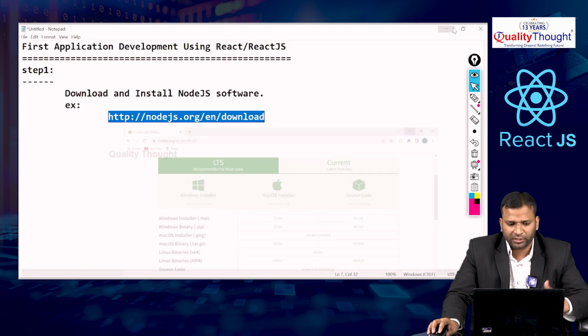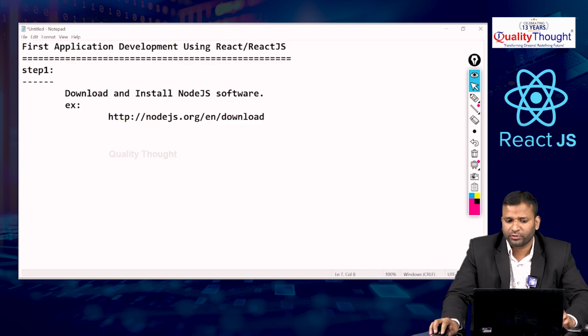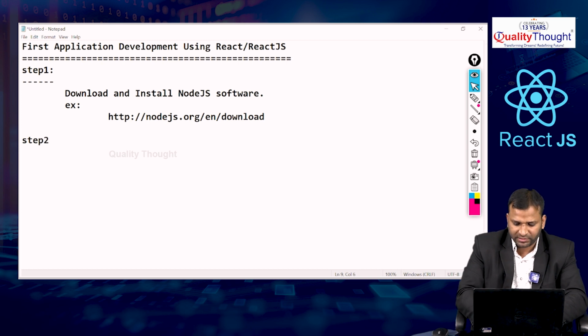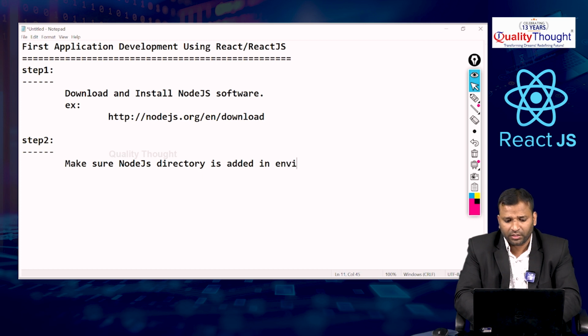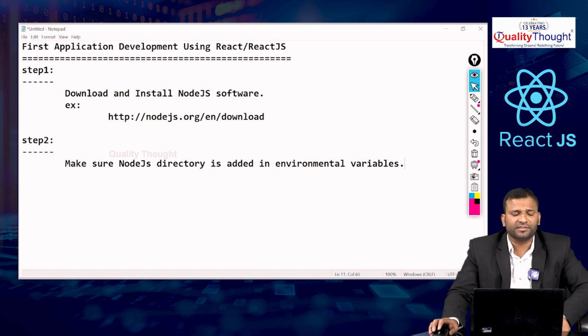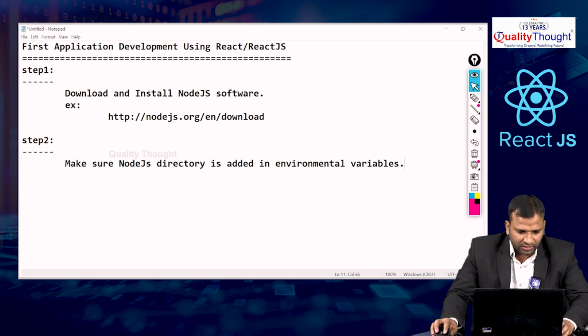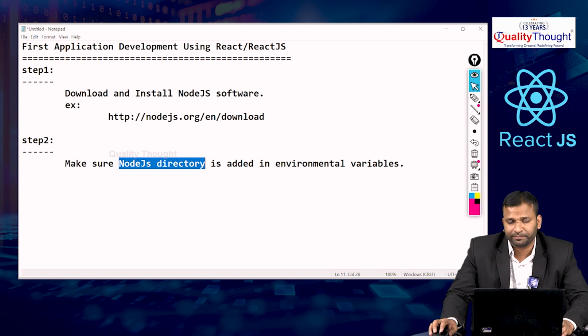So the first step is to download the Node.js software, and after that we need to install it. We have done both. Then Step 2: make sure the Node.js directory is added in environmental variables. Many people think, sir, I am installing Node.js, so that is enough to work with React. No. Along with that installation, we need to add the Node.js directory.